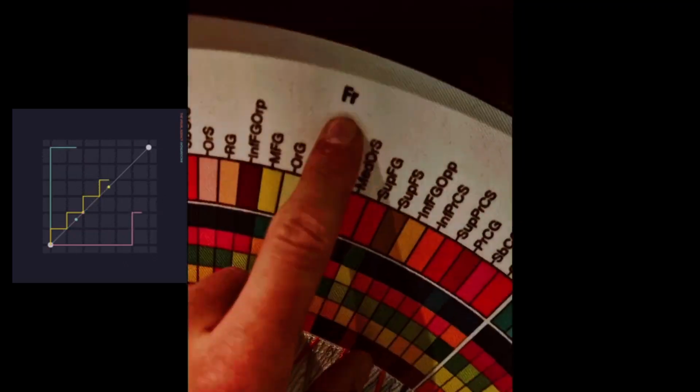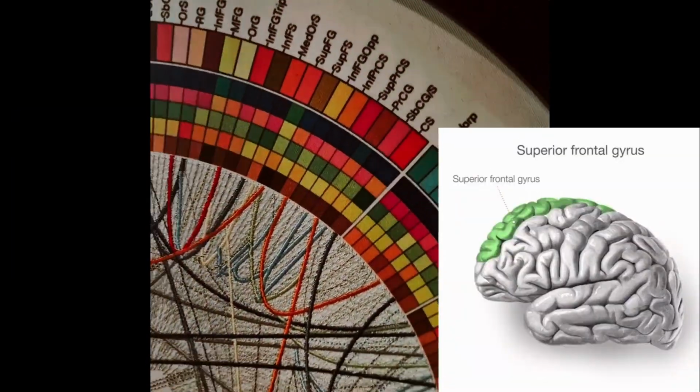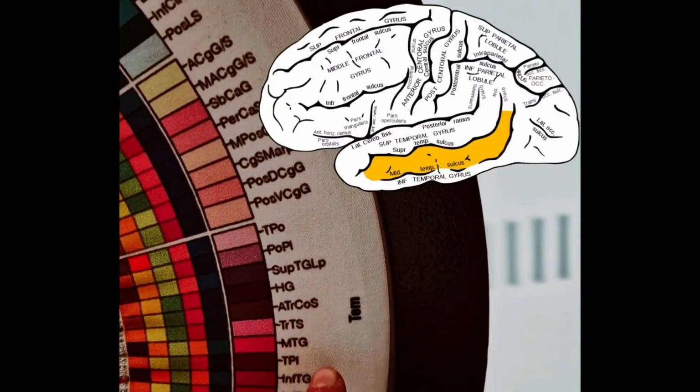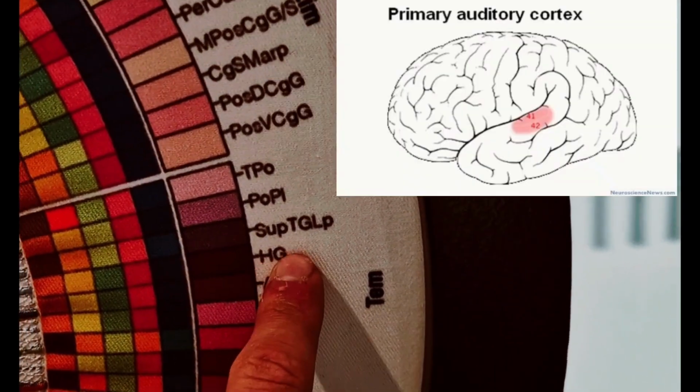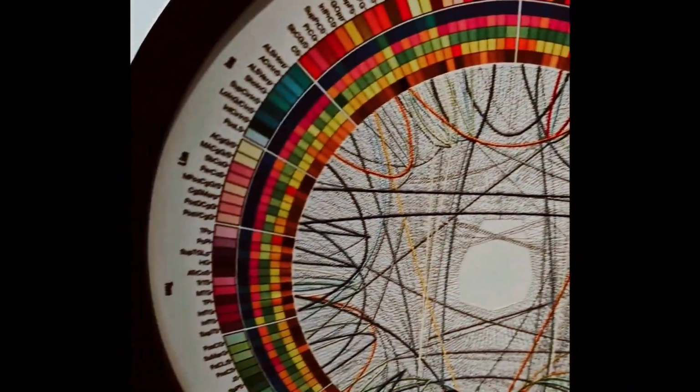So for instance here, we'll focus on the frontal areas, the superior frontal gyrus, or alternatively here in the temporal region, the middle temporal gyrus. Here the Heschl's gyrus, very important for auditory processing.